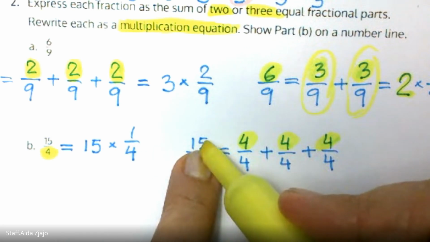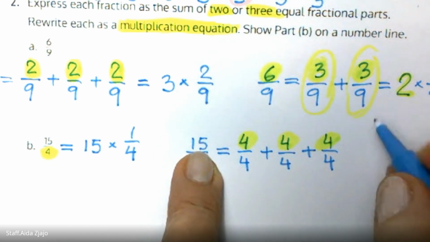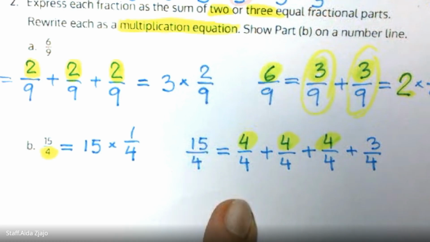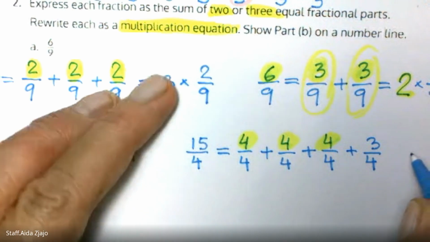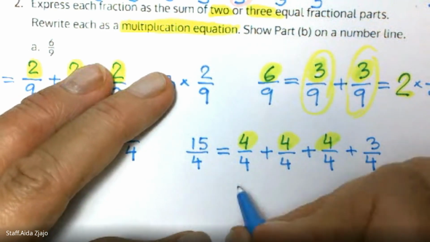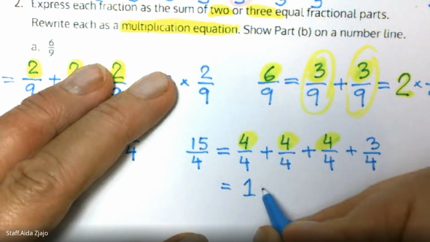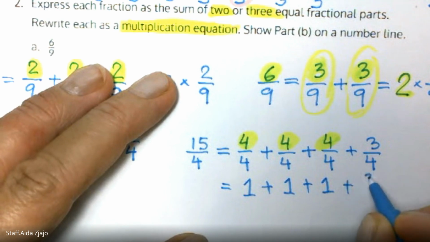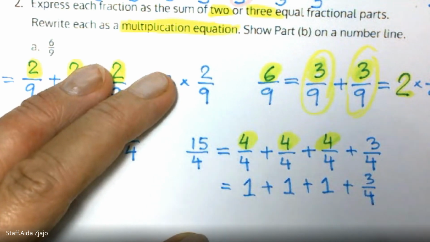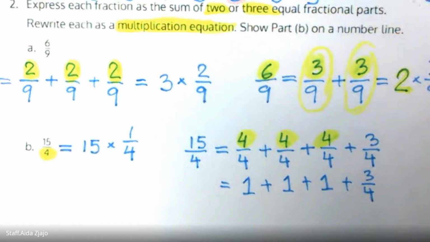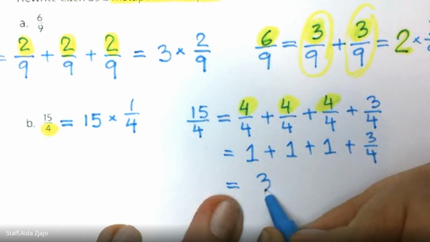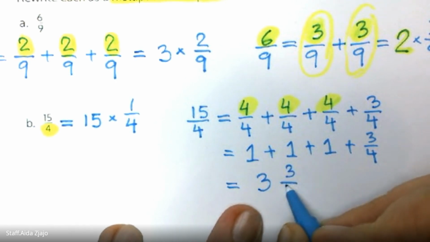And we have 15. So there is 15 minus 12. The 3/4 will be left over. So we will have 3 wholes, 1 whole plus 1 whole plus 1 whole plus 3/4. So combining all this together, the 15/4 is the same as 3 wholes and 3/4 left.